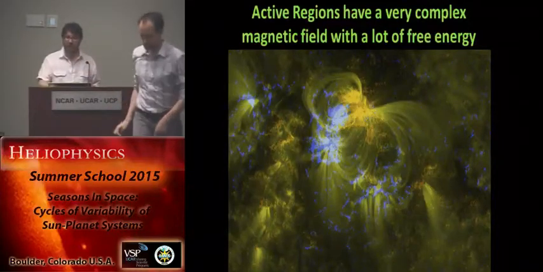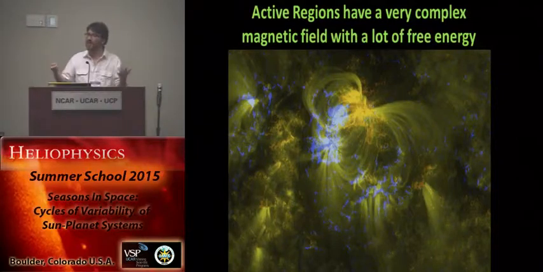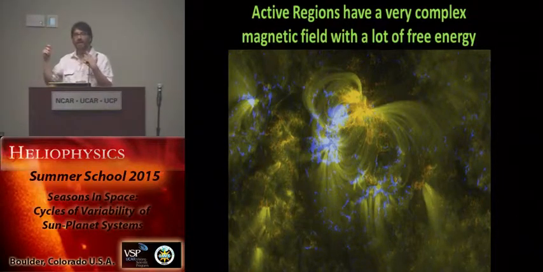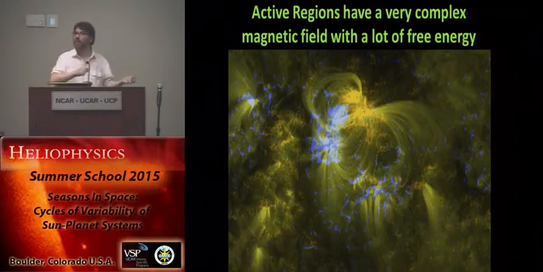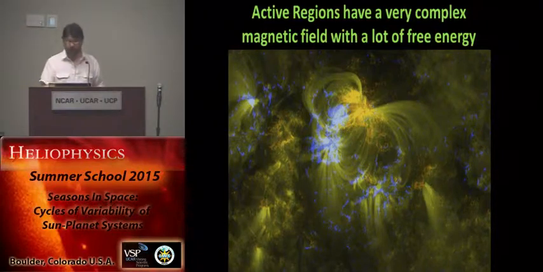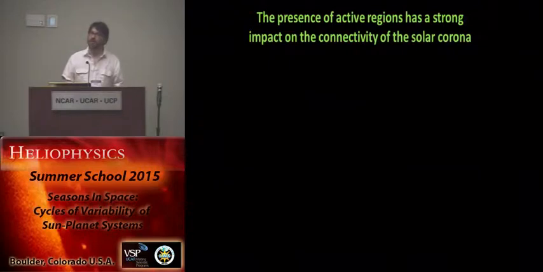The interaction between them is what sets the stage for the existence of coronal mass ejections and so forth. So if you have a cycle where the number of active regions is changing with time, it follows immediately that the amount of violent releases of energy also changes with time, okay? Now, the presence and emergence of these active regions also has a very strong impact on the shape and connectivity of the solar corona.